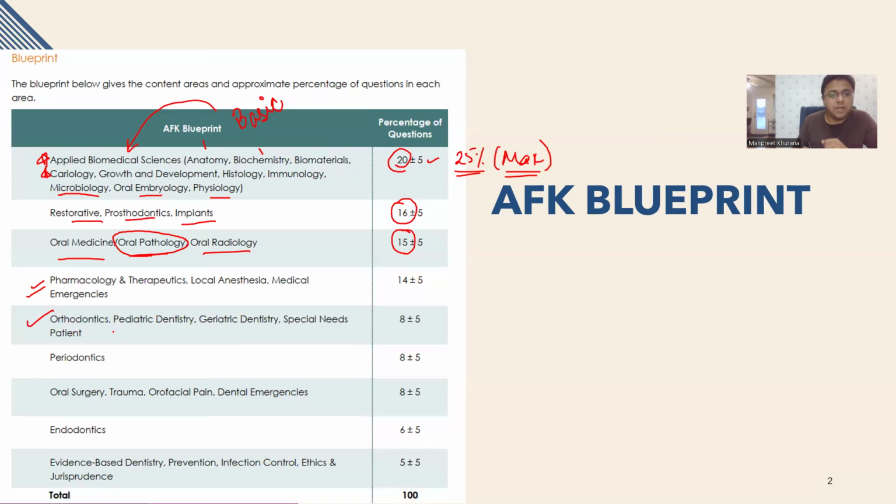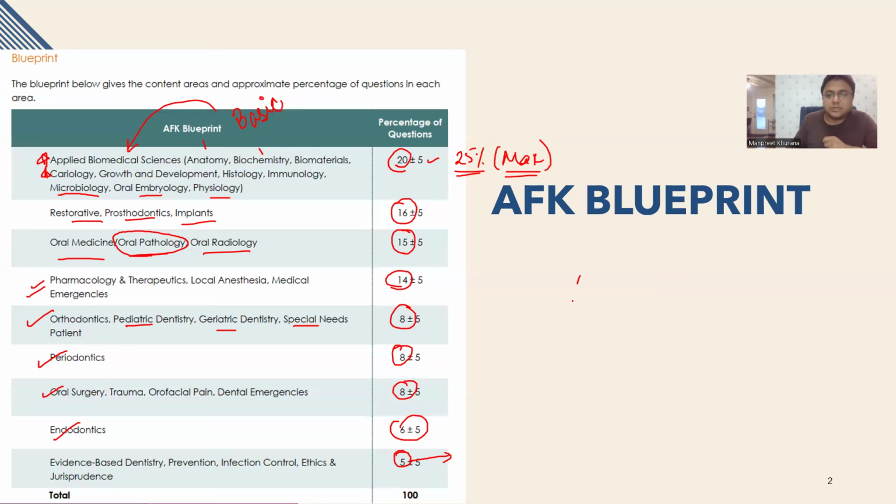Orthodontics, definitely. So ortho, pedo, geriatric, and special needs patients make up 8% of questions. Then periodontics, 8% of questions. Oral surgery, trauma, orofacial pain, and dental emergencies, 8% of questions. Endodontics, 6% of questions. And last but not least, EBD, that is evidence-based dentistry, ethics, infection control, and other related topics. Basically there are also some rare questions related to dental public health.